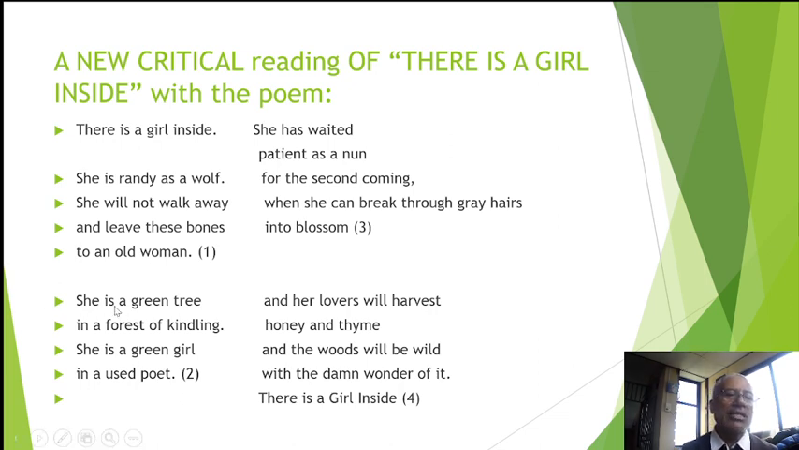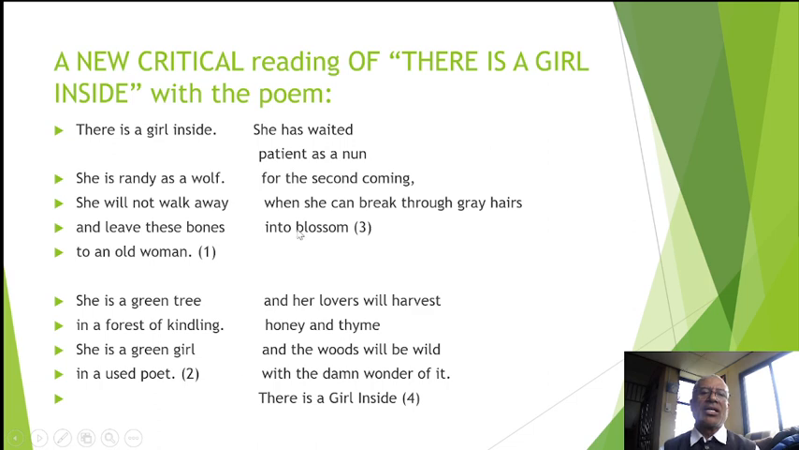She is a green tree. Now the girl is compared to a green tree. Green tree, this is a metaphor. And she is quite young. And then in the forest of the kindling. Kindling is another word. This is dead wood where fire catches too fast. In the same way, that young girl is too attractive, too ready to face sexual intercourse, right? She is a green girl. Again, see that, not dry.